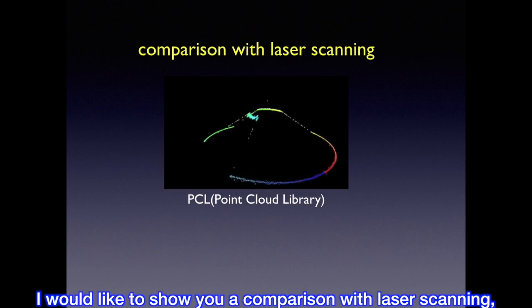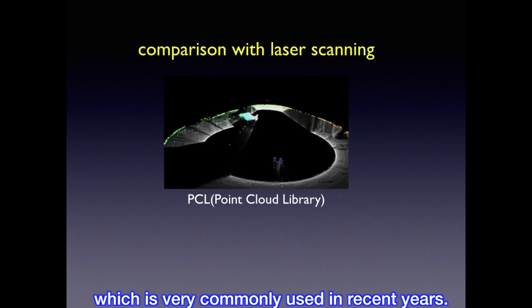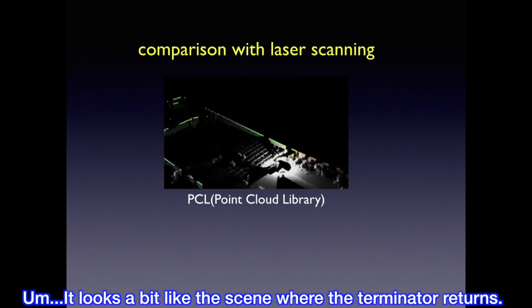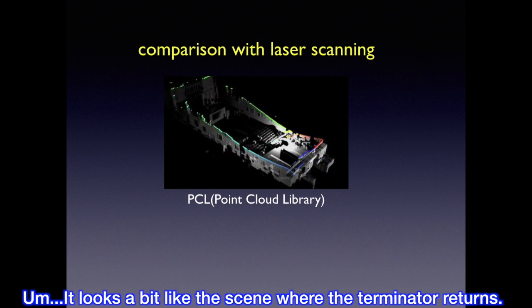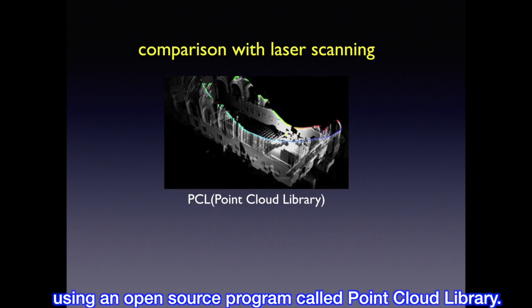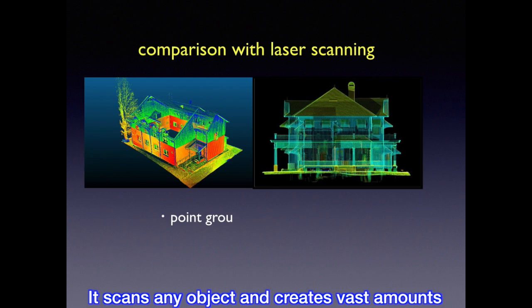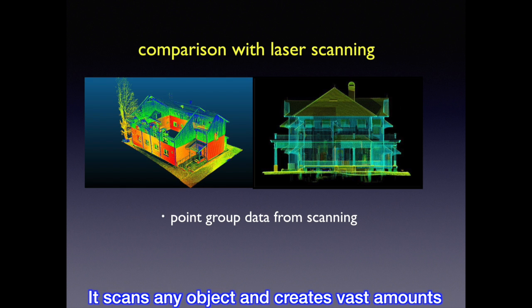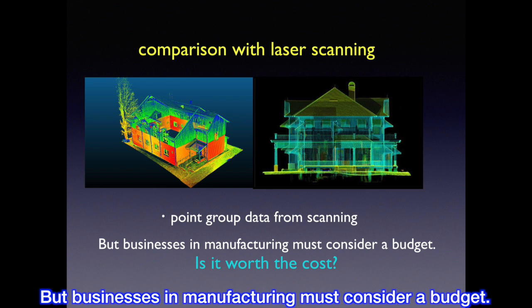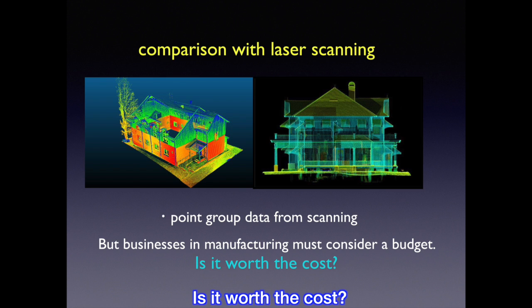Moving on, I'd like to show you a comparison with laser scanning, which is very commonly used in recent years. It looks a bit like the scene where the Terminator returns. This is point group data from scanning a building model using an open source program called Point Cloud Library. It scans any object and creates a vast amount of point data called point group data. But businesses in manufacturing must consider a budget. Is it worth the cost?